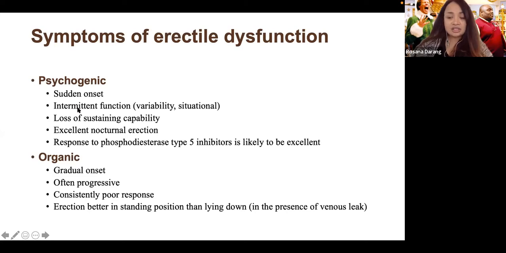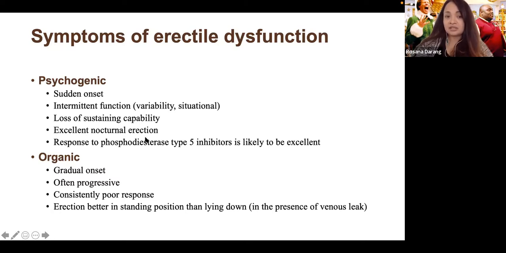So if it's psychogenic, it's sudden in onset, okay? And organic is gradual and progressive. So it could start off as they do have an erection, but then it's not sustained, and then it just progresses to complete ED. Psychogenic is also intermittent. It's situational. It's the environment, the atmosphere that affects the ED. They could start with an erection, but again, they will not be able to sustain it.